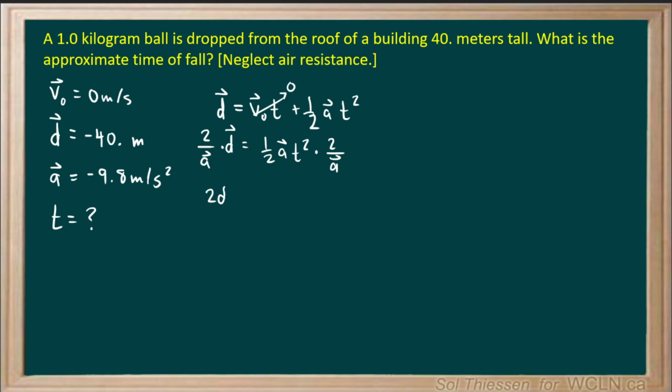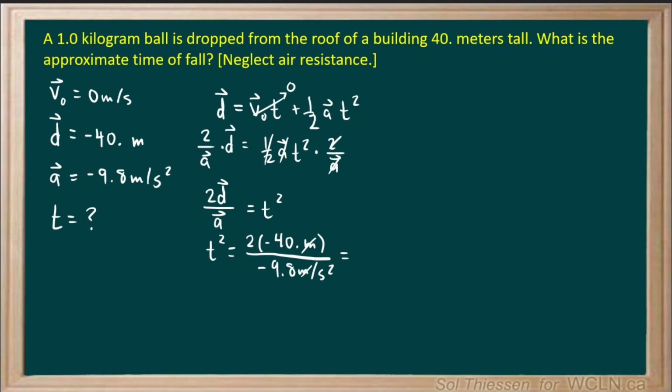So on the left we'll have 2 times displacement over acceleration, and that'll be equal to time squared. So now let's plug in some values. We know displacement is negative 40 meters, and acceleration is negative 9.8 meters per second squared.